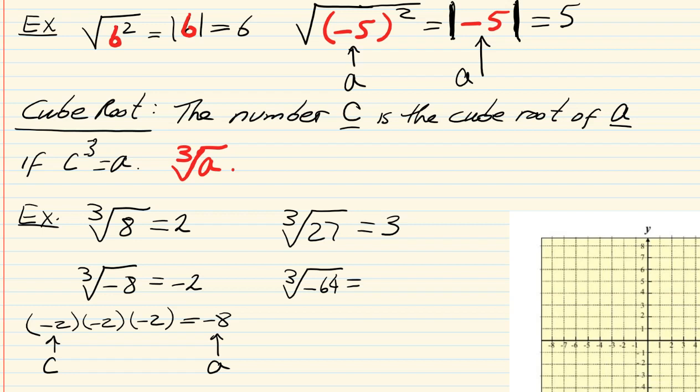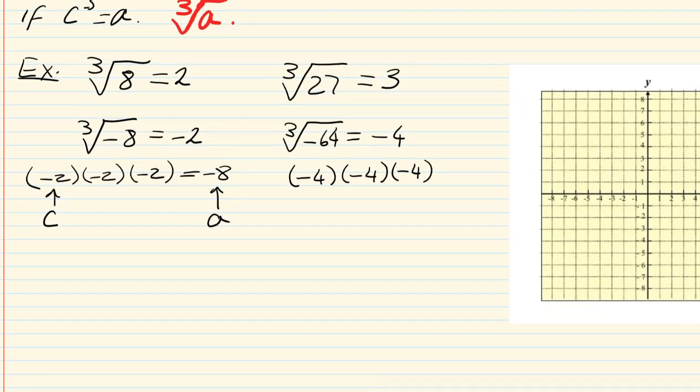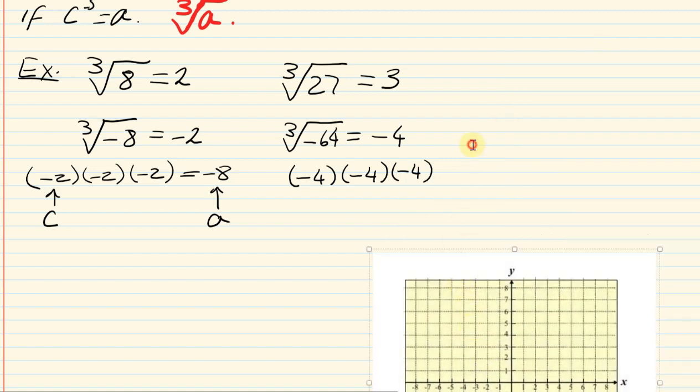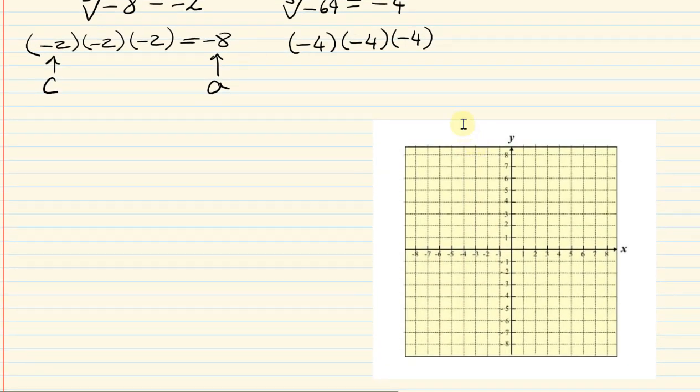So again, it's okay for the radicand to be negative for cube roots, and we don't need absolute value for it. Cube root of negative 64, this time if you multiply negative 4 by itself 3 times, you get negative 64. So the answer is negative 4. Okay, and that's how the cube roots work. Now what if, let's say, I have cube root of 17? For something like that, we use the calculator. So don't worry about learning the procedure on how to do cube roots by hand.